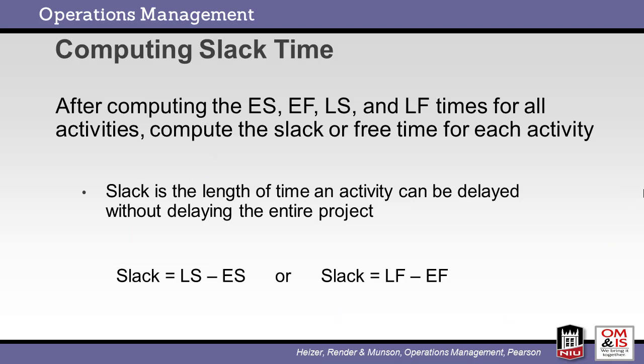We now transition to a discussion on slack time. We recall that slack is the length of time an activity can be delayed without impacting the overall project. We see the formulas for slack. Slack equals the difference between the latest start and the earliest start, or the difference between the latest finish and the earliest finish. Remember that an activity without slack is on the critical path.